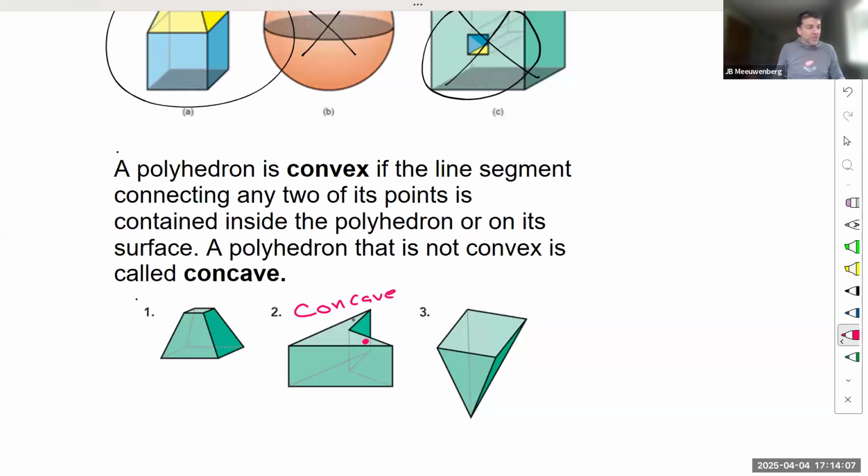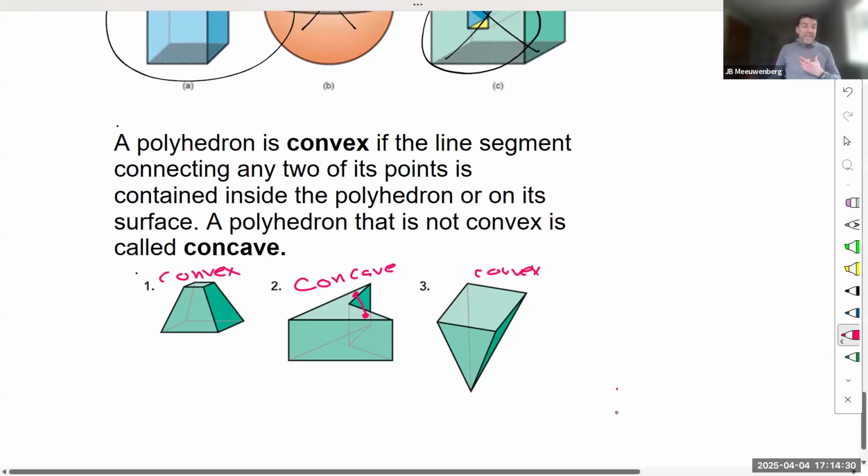Remember how we looked at 2 points, and if we draw a line between those 2 points, if that goes outside of the figure, then it's concave. Get that right this time, sorry. These two are convex because they're only going outward.